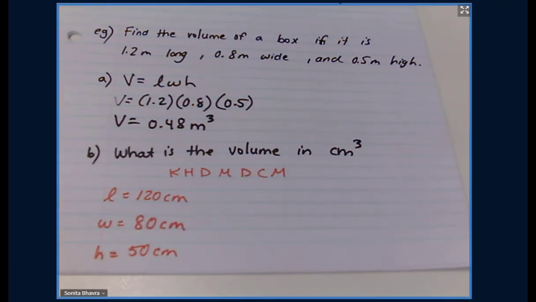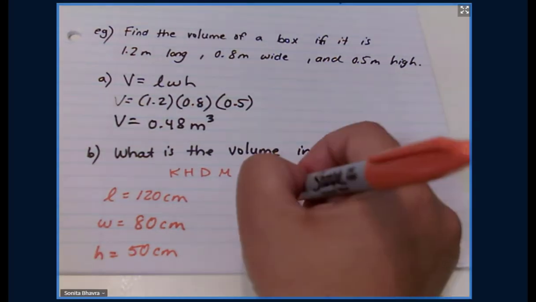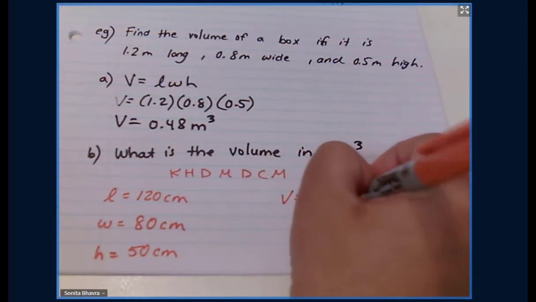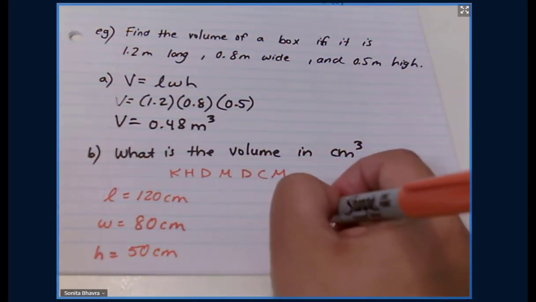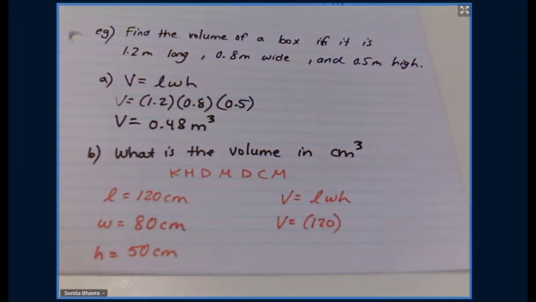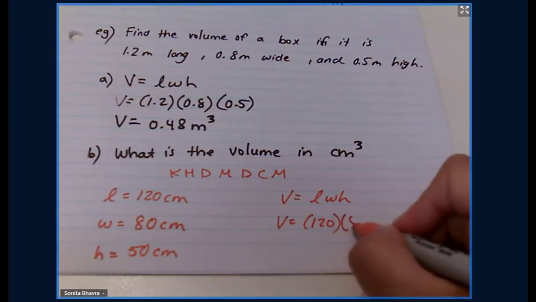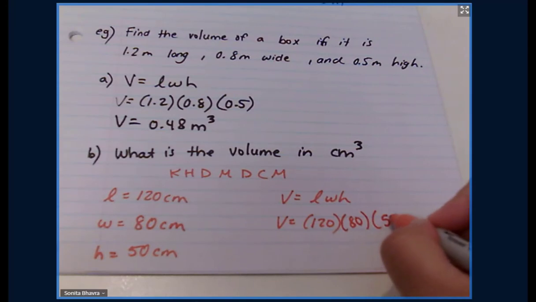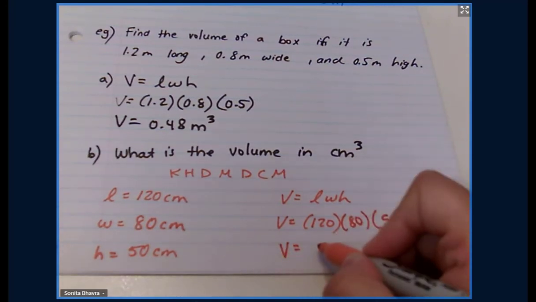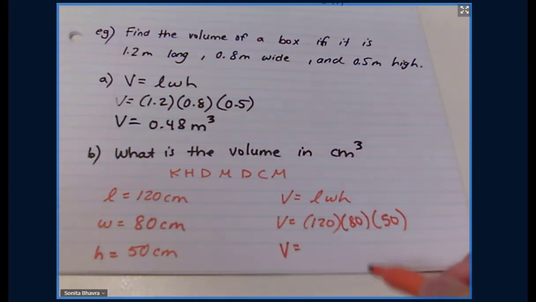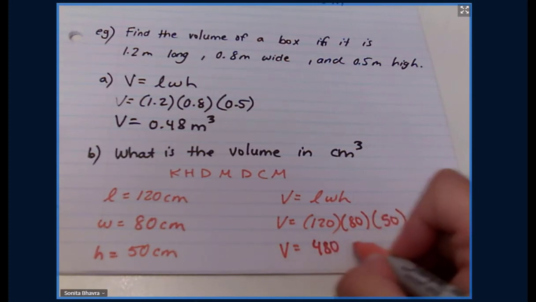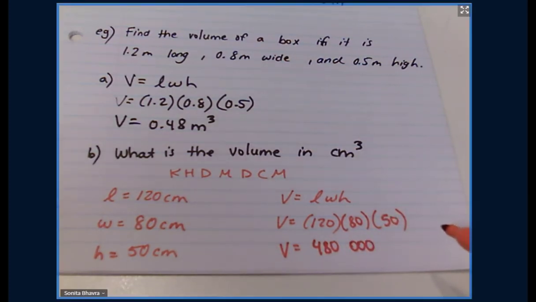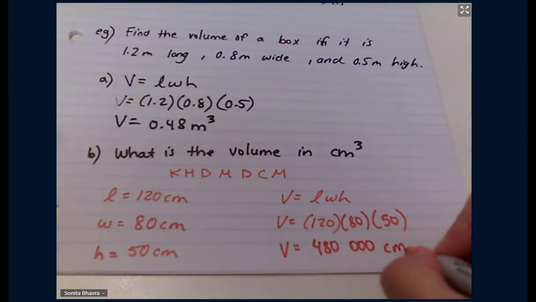All right, now that you've changed everything to centimeters, now you can use your volume equals length times width times height and put in 120 multiplied by 80 multiplied by the height, which is 50. And now you'll have your volume in centimeters cubed. So 480,000 centimeters cubed.